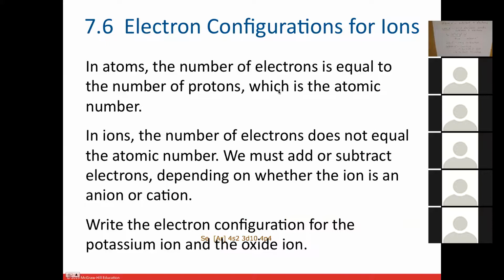Electron configurations for ions. In atoms, the number of electrons is equal to the number of protons, which is the atomic number. We know that. Carbon's element number 6, so how many protons does carbon have? 6 protons. And how many electrons then? 6 electrons. For ions, the number of electrons does not equal the atomic number. So for ions, let's put a text box down here.